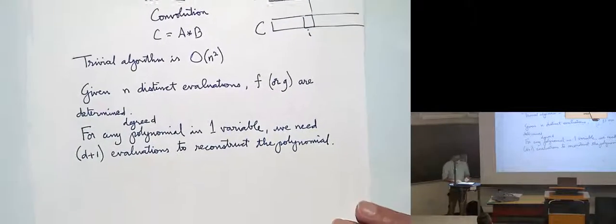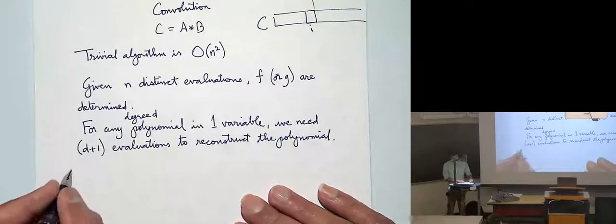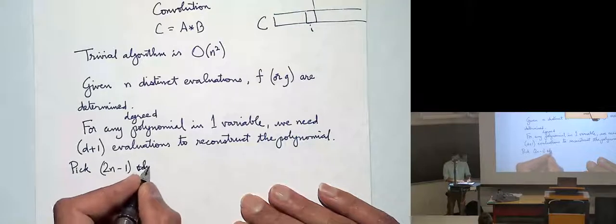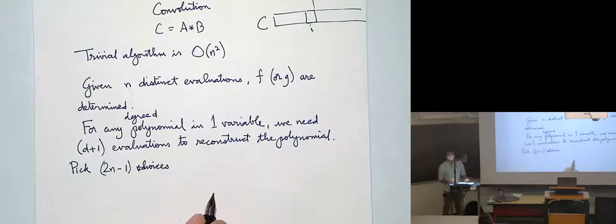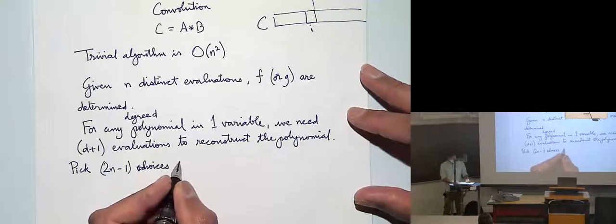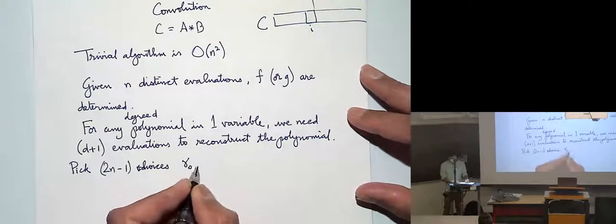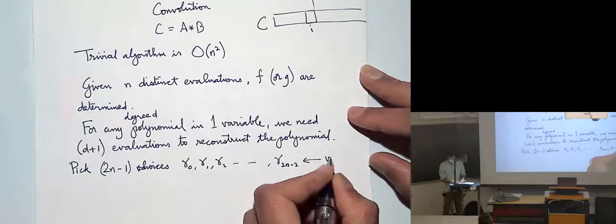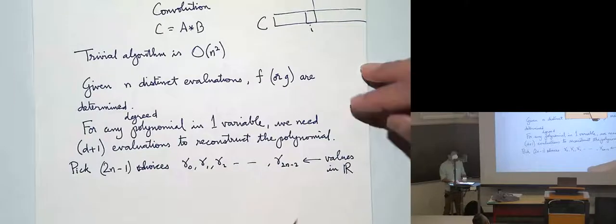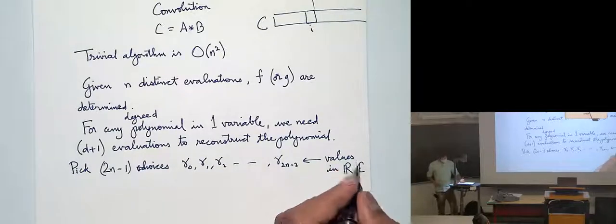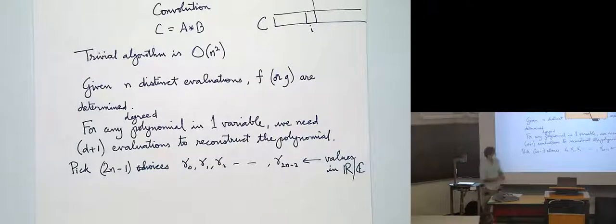Okay, so here's going to be my approach. Pick 2n minus 1 choices, which, just to give it a different name, I don't want to call x and y. I'll give it a Greek symbol, gamma. I'll call them gamma 0, gamma 1, gamma 2, up to gamma of 2n minus 2. These are certain values, let's say real numbers, but technically I'm actually going to choose complex numbers, but we'll get there eventually. I could choose a bunch of integers, just 0, 1, 2, 3, 4. I could choose those choices.